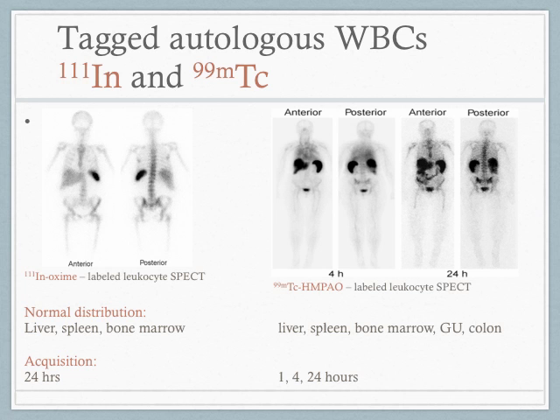So here on your left is an indium scan, a normal indium scan with normal distribution in the liver, spleen, and bone marrow. With the indium scan, you inject and you acquire the scan 24 hours later. The technetium scan is a normal picture on the right, and you get normal distribution in the liver, spleen, bone marrow, GU, and colon. And that's going to be a sequential scan as well. You get 3 images at 1, 4, and 24 hours.